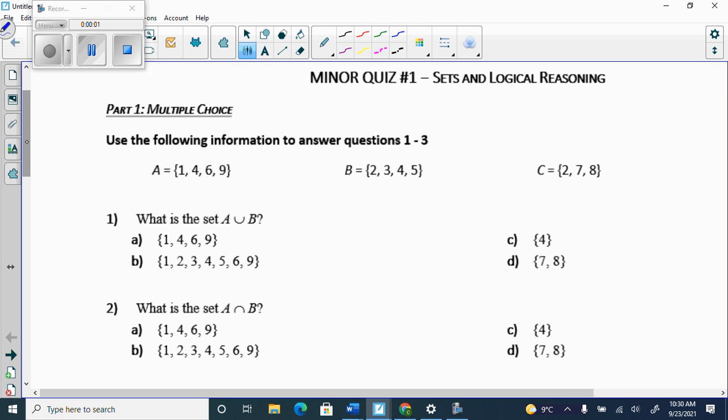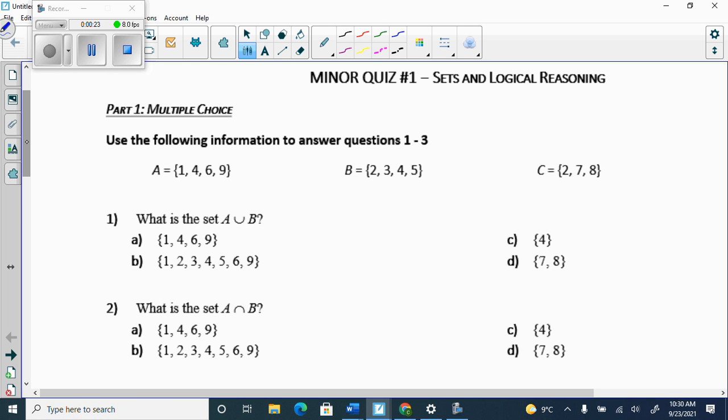So the first one says the following information is to be used for 1 to 3. We have A is 1, 4, 6, 9, B is 2, 3, 4, 5, C is 2, 7, 8. I didn't have to give you a universal set because I specified exactly what was in the sets, right? However, if I asked for complements, I would have to give you a universal set, or how would you find the complement, correct? So I can't ask complements.